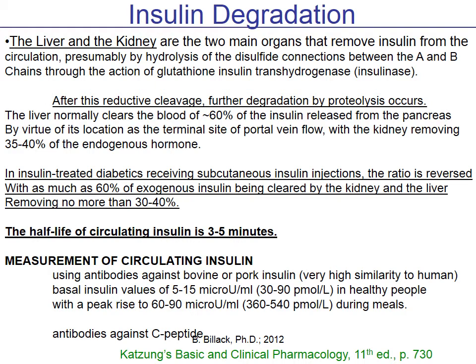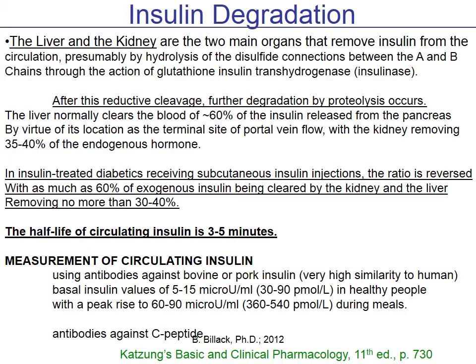basal insulin values are about 5 to 15 microunits per milliliter in healthy people, and they go up to about 60 to 90 microunits per milliliter during meals. And so this is really kind of the extremes. 5 to 15 as basal, 60 to 90 as postprandial. And so that's what the body does. And so when you give back insulin, you're trying to mimic what the body does.